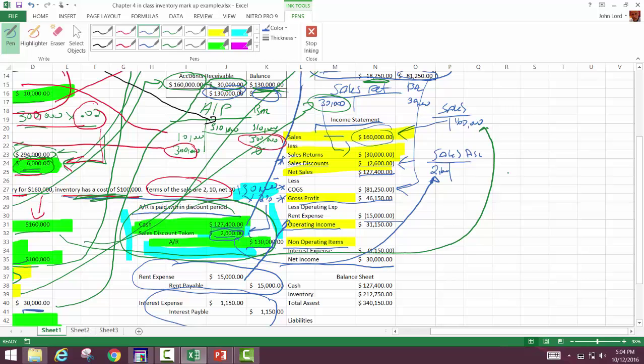Operating expenses, guys, are things that we incur in the normal course of business. We incur operating expenses in the normal course of business. Can we run our business without rent?